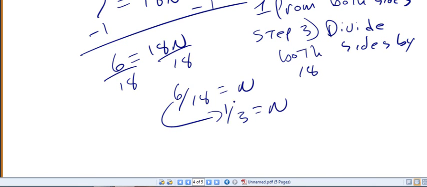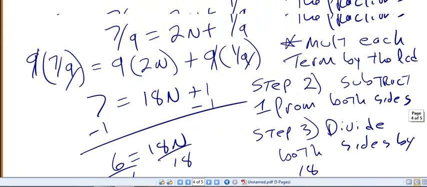That's what it's going to look like on your end of course exam. That's what it's going to look like on your test. But for a quiz, 6 over 18 is good because I'm more concerned about the algebra right now than simplifying fractions. So which one was that? That was 8.